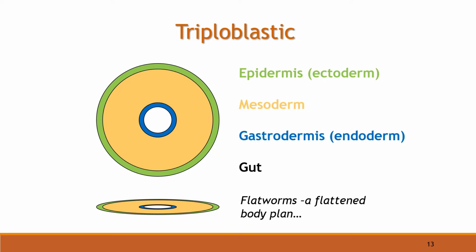And as the name suggests, flatworms also have a flattened body. So this circular arrangement that you see in the middle of the slide is just to communicate these different tissue layers, but actually in real life it looks more like what you see underneath this flattened body plan.